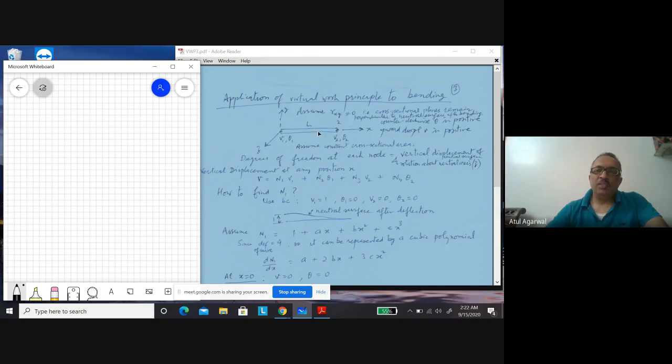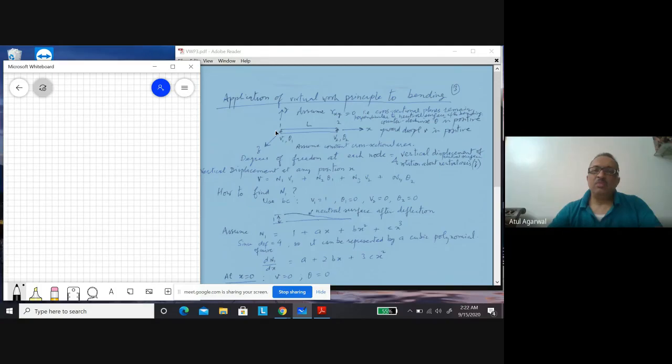Now, degrees of freedom at each node are vertical displacement of neutral surface and rotation about neutral axis. Neutral axis is z-axis. Now we have got four variables: v1, theta 1, v2, theta 2, to describe vertical displacement of the neutral surface.